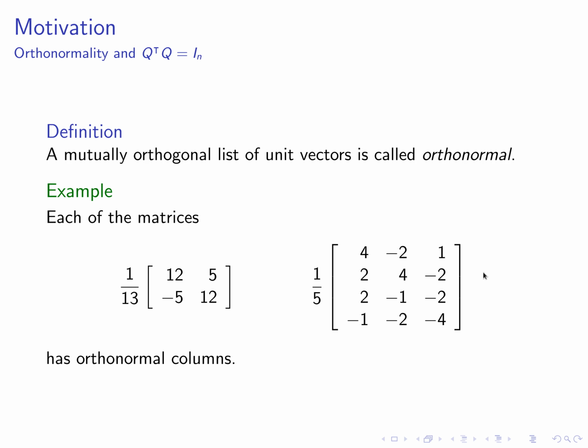We can also check that the columns of this second matrix here are orthonormal by verifying that each one has length equal to 1, and also by verifying that each choice of two of these columns dot to 0. So a mutually orthogonal list of unit vectors is called orthonormal, and to verify whether or not a list of vectors is orthonormal therefore means that we check individually that each vector has length 1, and we check that a choice of any two of those vectors dots to 0.